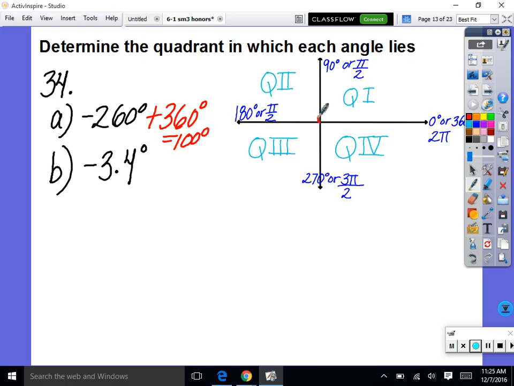So to me, that's easier. But I need to make sure to draw my arrows this way because we're drawing negative 260 degrees. Does that help a little bit? So anytime you're dealing with a negative, if you want to draw positive, find the coterminal angle. Pretty cool. So this one's an easy one.